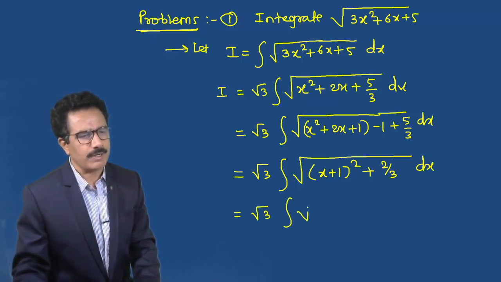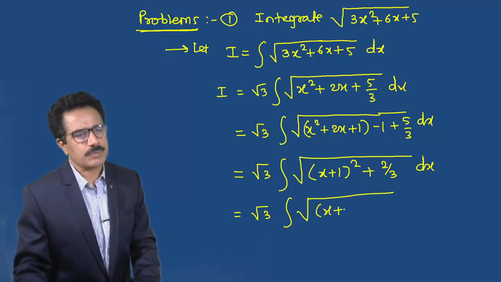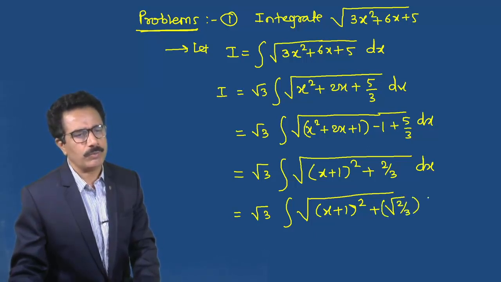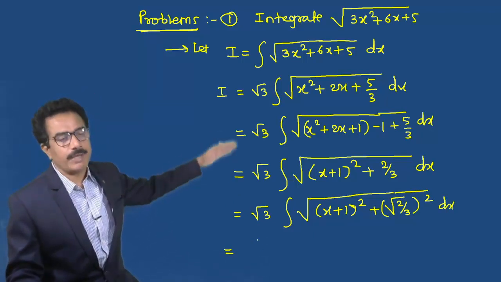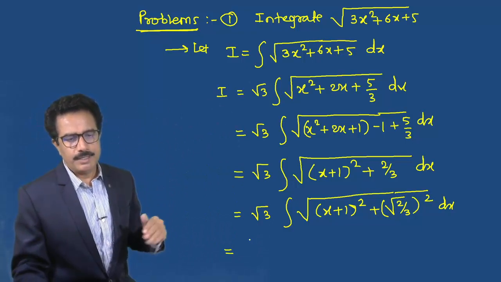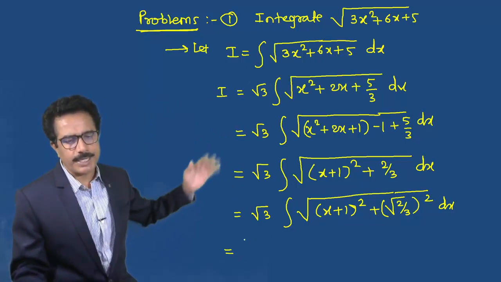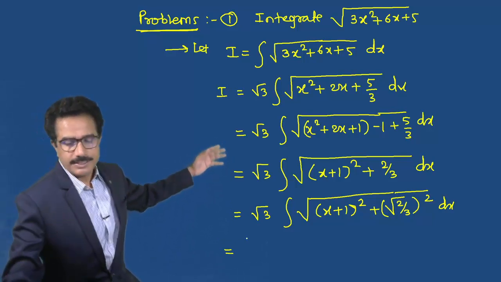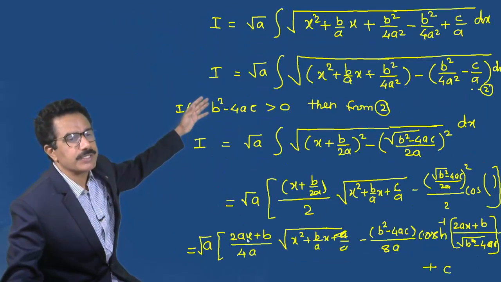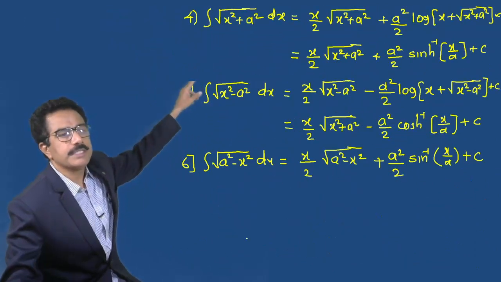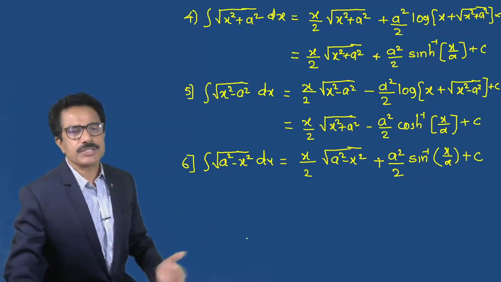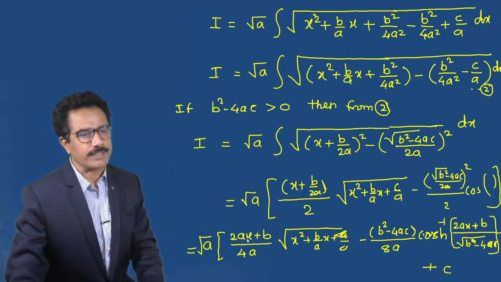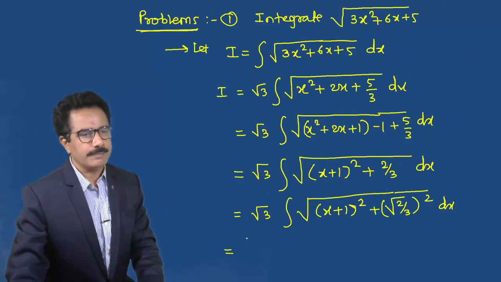Root 3 integration of root of (x plus 1) bracket square plus (root 3 by 2) bracket square dx. So we can use x square plus a square. How can we use x square plus a square? X square plus a square means what? That is the formula for x square plus a square. See this, the first formula: x by 2 root x square plus a square, plus a square by 2 into sin h inverse of x by a. So we have to use this formula.